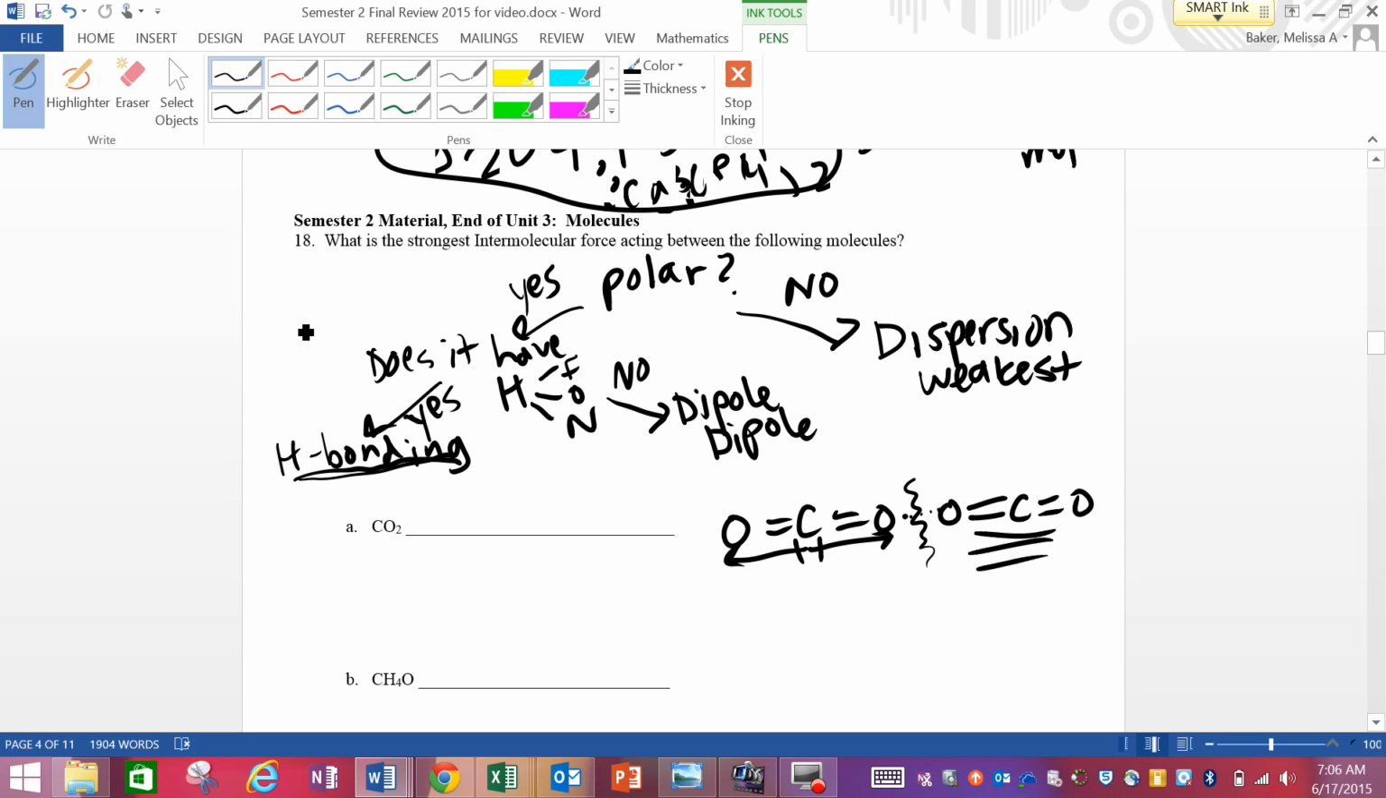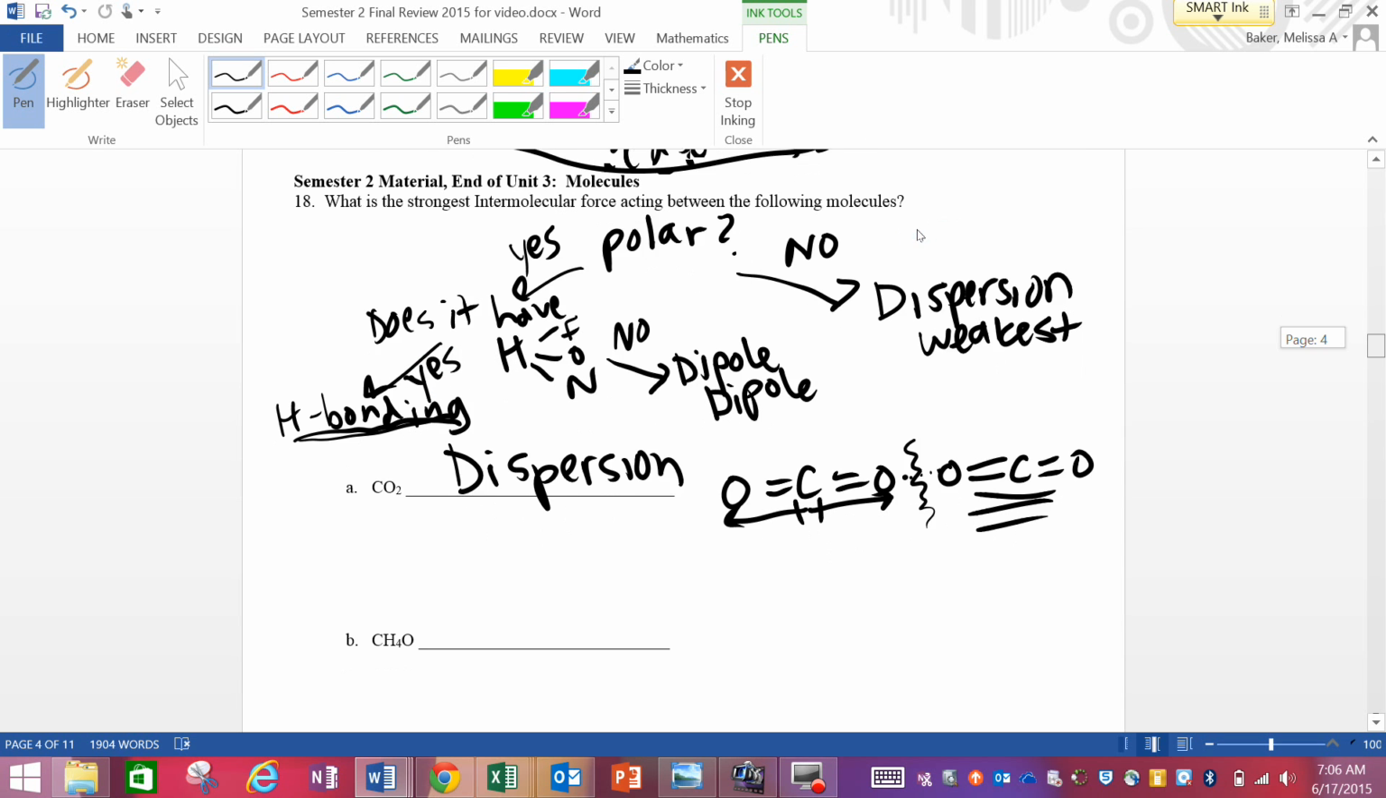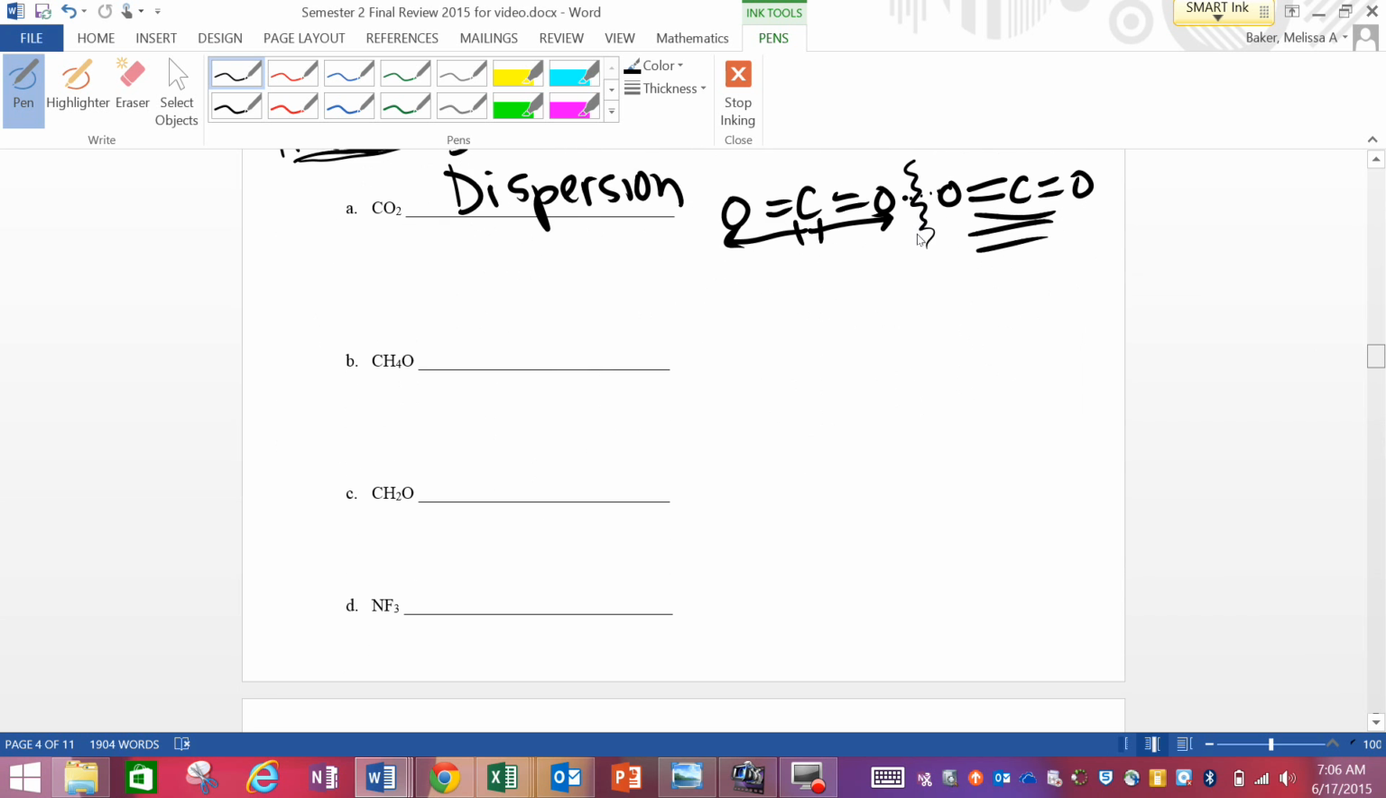Okay, so let's look at examples. So we already said that carbon dioxide has dispersion forces between the molecules as their strongest intermolecular forces. How about CH4O? Well, let's draw it out. CH4, if I'm going to fit this O in here, I'm going to draw it in its correct shape. Okay, we've got it here.